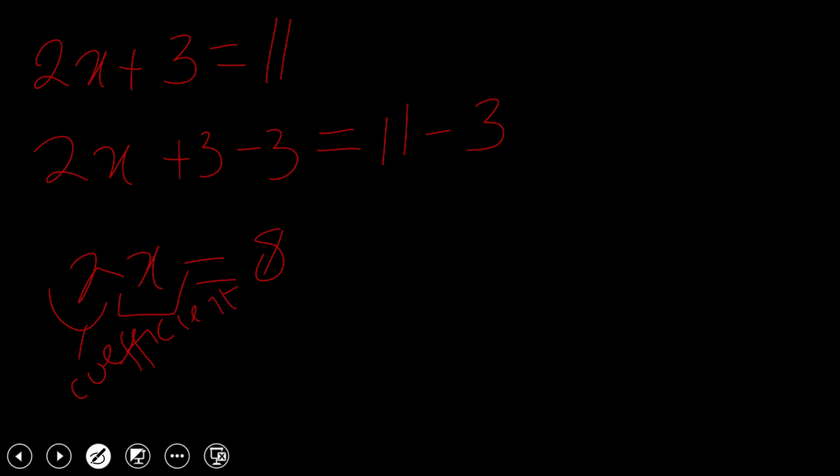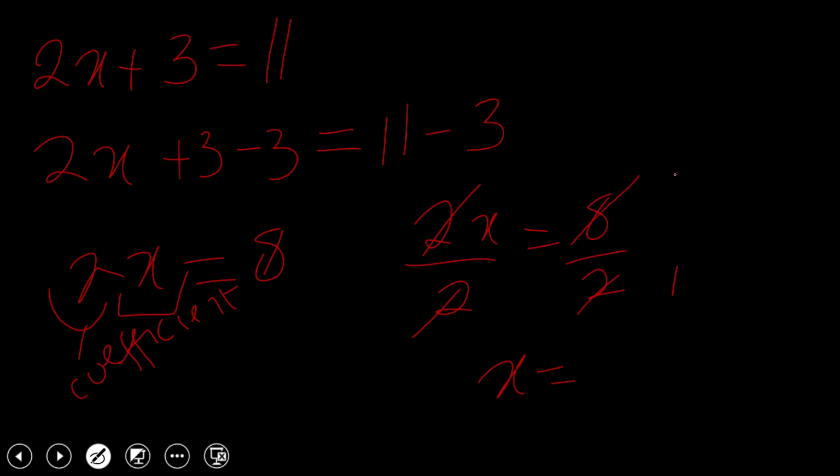Now we are looking for the value of x, but x is attached to a coefficient. When an unknown value is attached to a coefficient, we are going to divide by that coefficient. So now we are dividing 2x by 2. We have 2x over 2 equals 8 over 2. And then x is equal to 4.